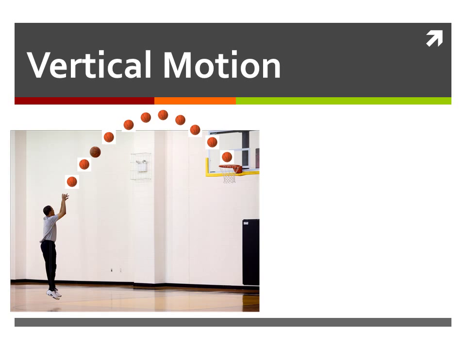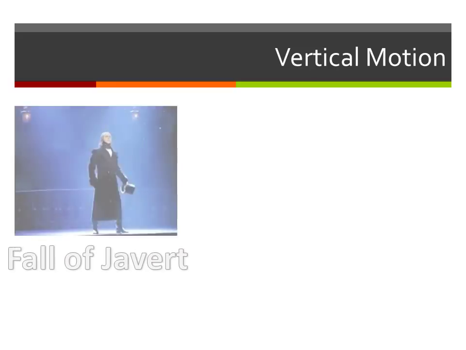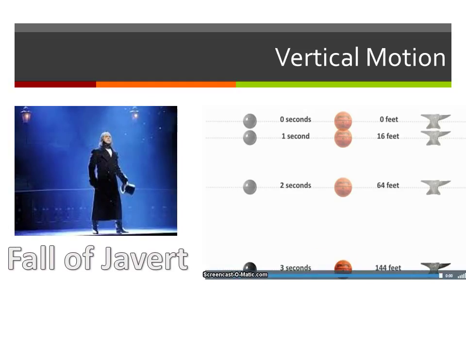This lesson is on vertical motion. So our objective today is to apply quadratic models to vertical motion. And we did the activity called Follow Javert. What we found out is that for any object that falls vertically, we can describe this as some distance as a function of time.